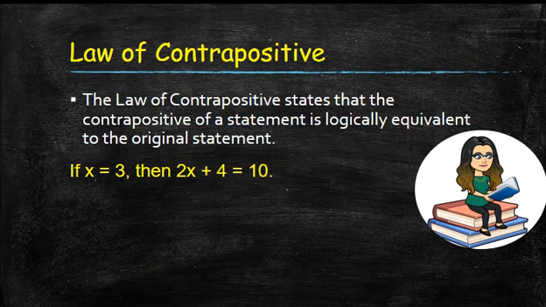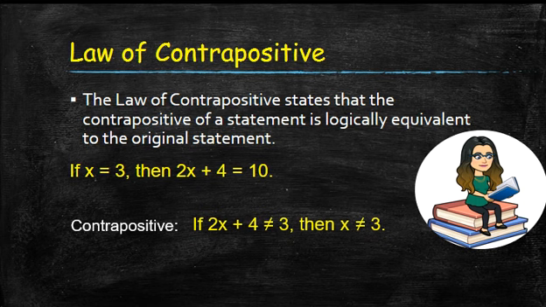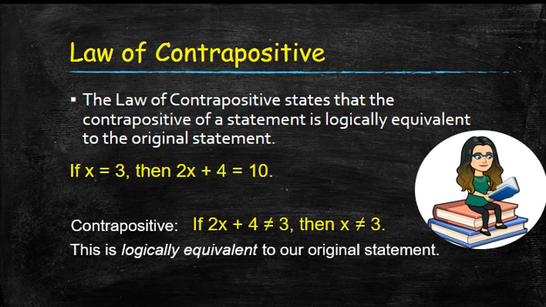The law of contrapositive states that the contrapositive of a statement is logically equivalent to that statement. Basically, the contrapositive is another way to say the same thing. For example, we know that if x equals 3, then 2x plus 4 equals 10. Another way to say this is its logical equivalent, the contrapositive: if 2x plus 4 does not equal 10, then x does not equal 3. This is logically equivalent to our original statement.